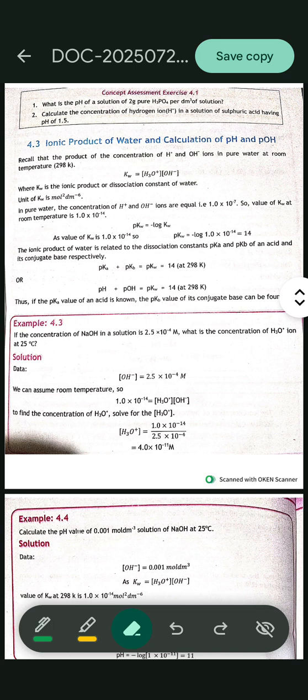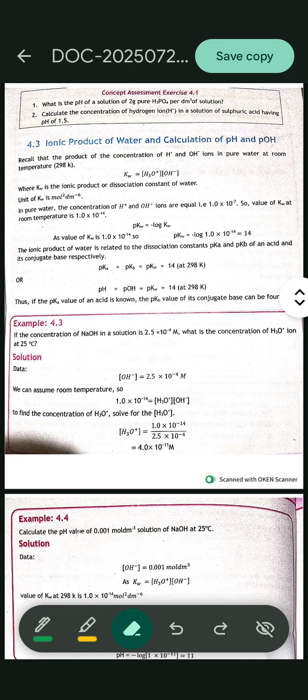Now we have another important topic, that is ionic product of water and calculation of pH and pOH. Recall that the product of concentration of H positive and OH negative ions in pure water at room temperature, 298 Kelvin, is Kw equal to H3O positive times OH negative, where Kw is the ionic product or dissociation constant of water. Unit of Kw is mole square decimeter to the power minus 6. In pure water, the concentration of H positive and OH negative ions are equal, that is 1 into 10 to the power minus 7. So the value of Kw at room temperature is 1 into 10 to the power minus 14.